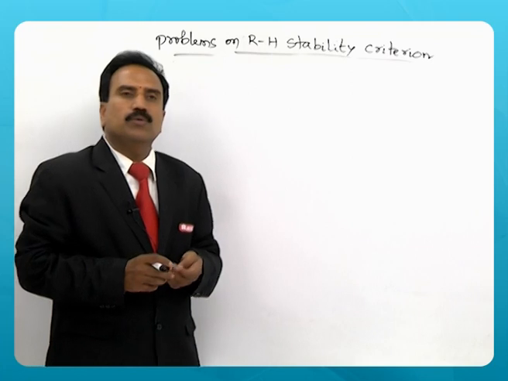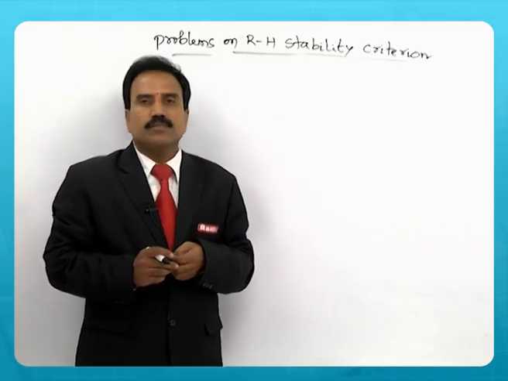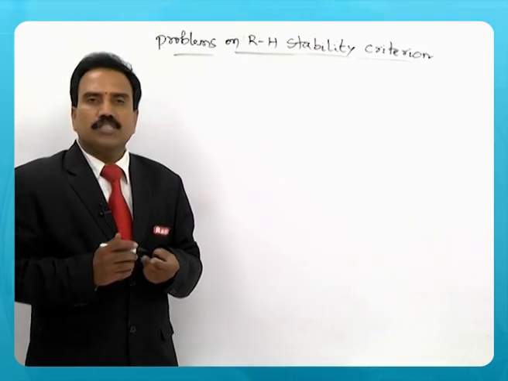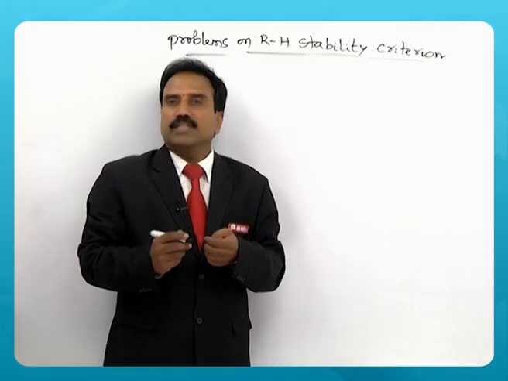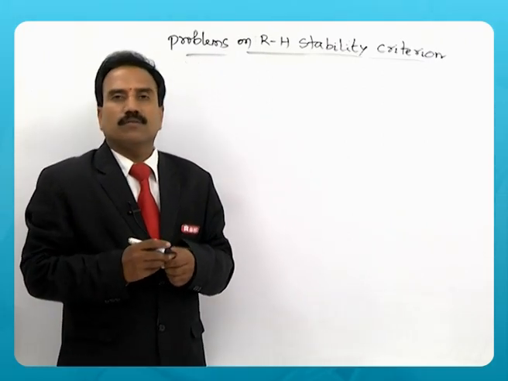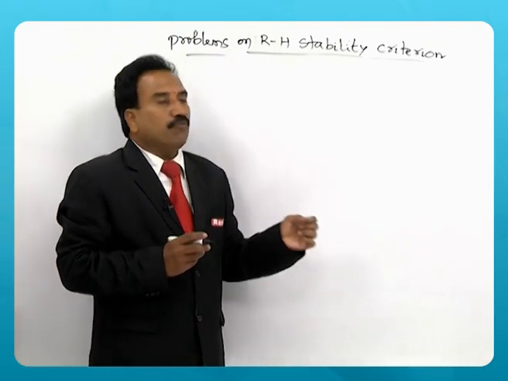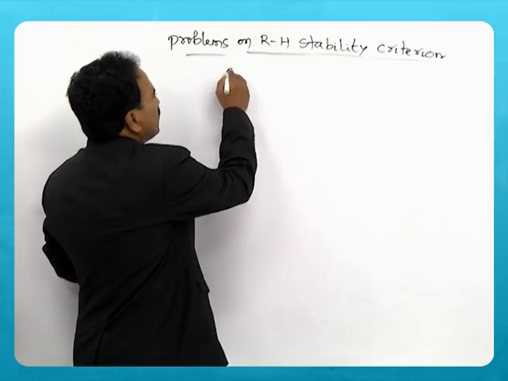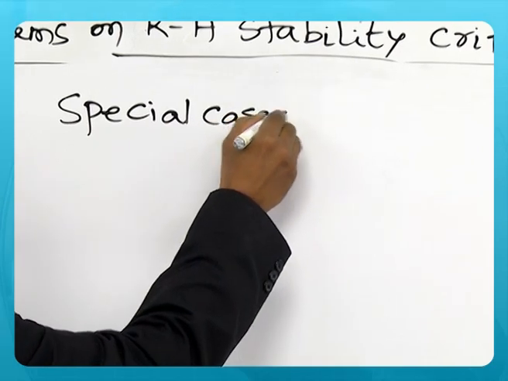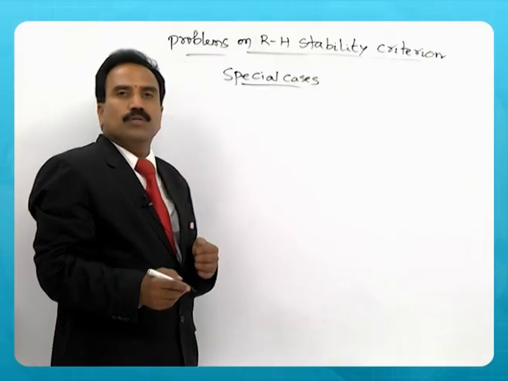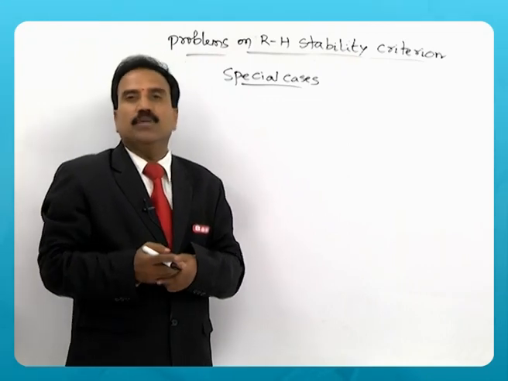So far so good, that is how to assess stability when the characteristic equation is given using the R-H stability criteria. But there are some difficulties while forming the table. We call them special cases that appear while forming the table. These are difficulties that appear in the R-H table. How to overcome that? What is the remedy?